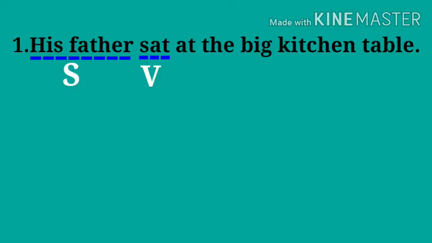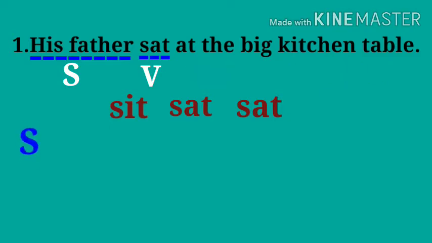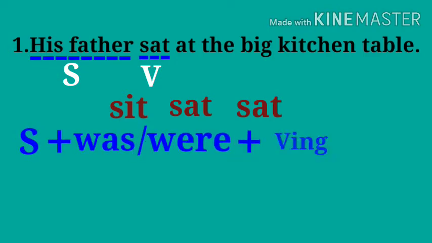Now see, what are the three forms of the verb sat? Sat is the past tense, and what is the base form of that verb? Sit. Understand? So what are the three forms? Sit, sat, sat. Now we have to convert this sentence into past continuous tense. Okay, what is the structure of past continuous tense? Subject plus was or were plus ing form of the verb plus object.